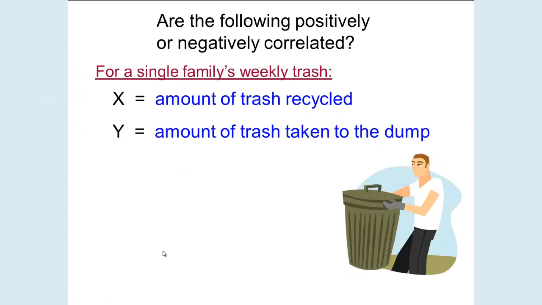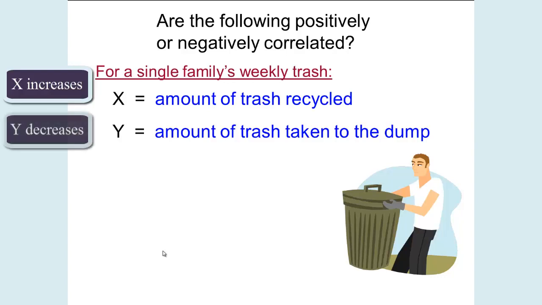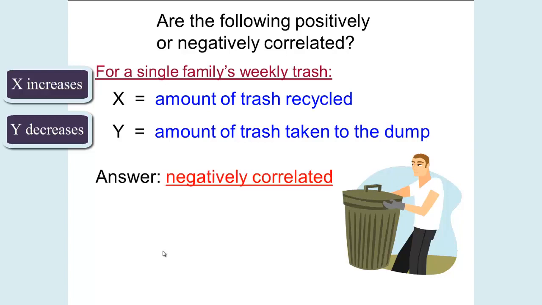Are the following positively or negatively correlated? For a single family's weekly trash, X is the amount of trash recycled, Y is the amount of trash taken to the dump. The more that you recycle should mean that the less that you take to the dump. So as X increases, Y would decrease. Therefore, they're moving in opposite directions, and it would be negatively correlated.